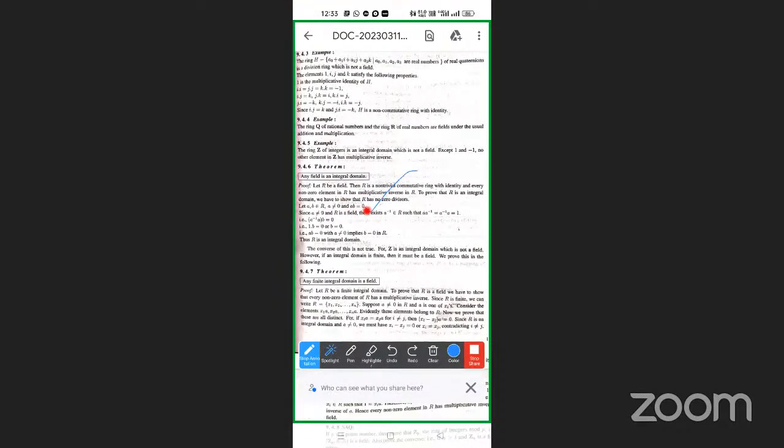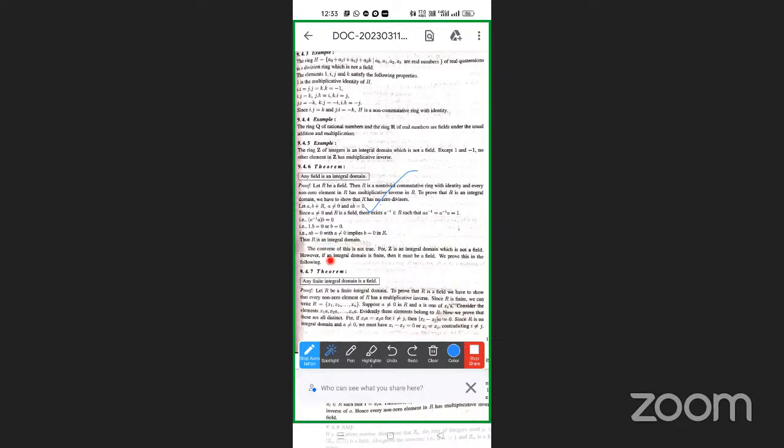So taking inverse on both sides, A inverse into A into B is equal to 0. A into A inverse is equal to 1 or I. So we are getting B is equal to 0. So A into B is equal to 0, A not equal to 0, that implies B is equal to 0 in R. So thus R is an integral domain.